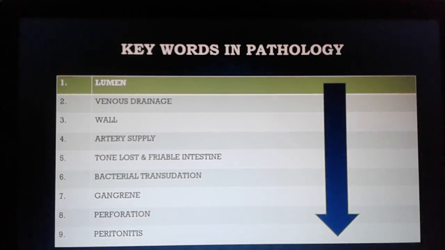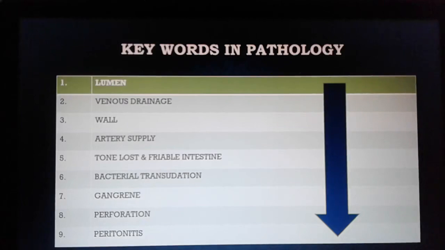If it is still not relieved, strangulation continues, it will lead to gangrene. You already know, all of you already know what is gangrene, okay? If not, just write in the comment box. In the next videos we'll take up this matter. Then after gangrene, it will lead to perforation.